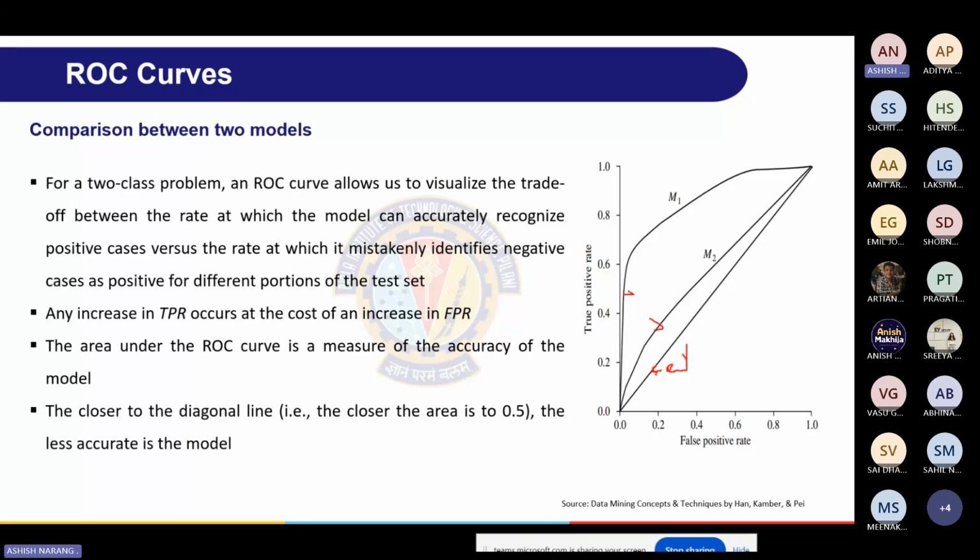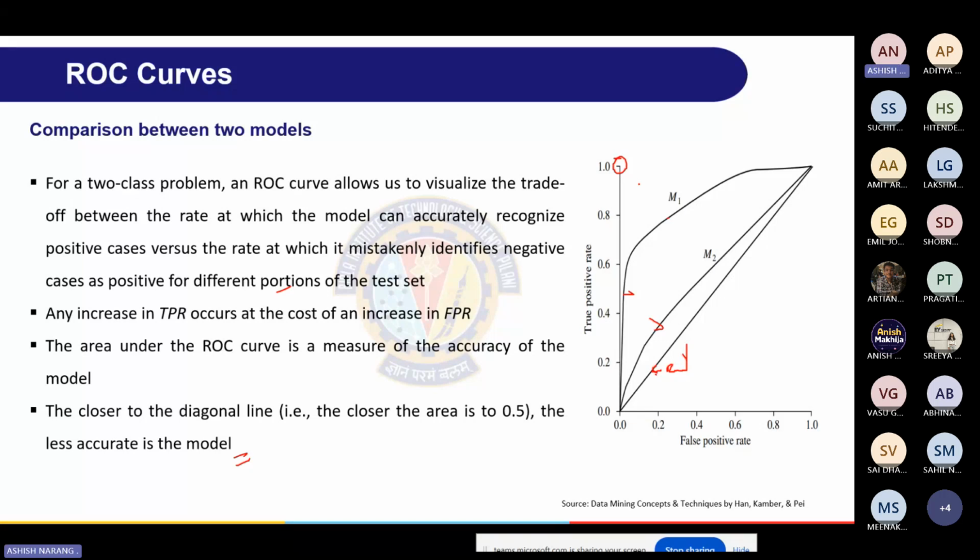The model which is closer to the diagonal line is less accurate. This is what is mentioned here. The model which is closer to this particular perfect point will be better. So M1 is closer to this and more away from the diagonal, right? So both conditions are satisfied. So M1 looks to be a better model than M2.